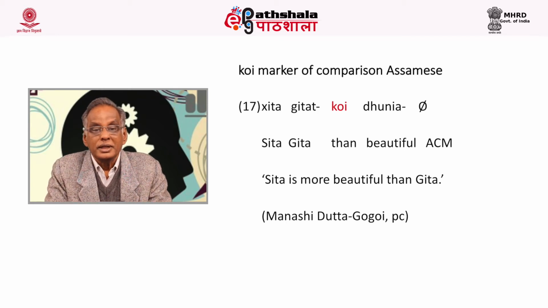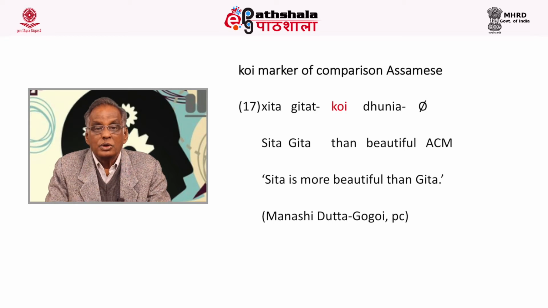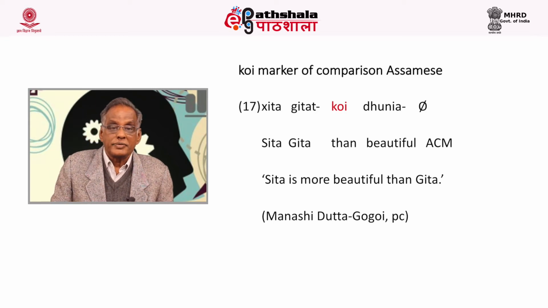You would expect the comparative marker, since it is a post position, to follow the standard of comparison. Yes, your guess comes true in 17. Hita gitat koi dunya dunya. So koi is than, Gita is the standard of comparison. So koi follows the standard of comparison.